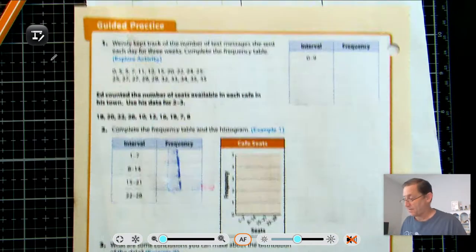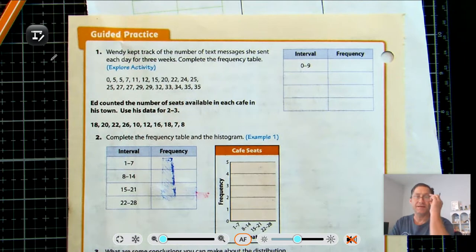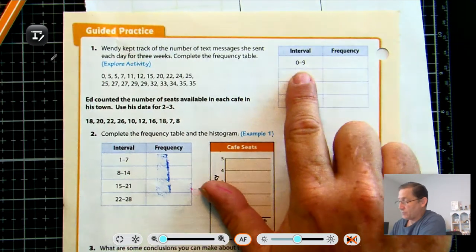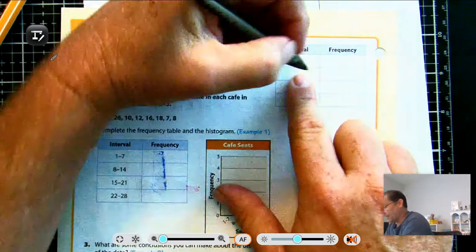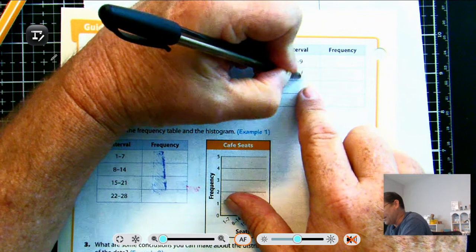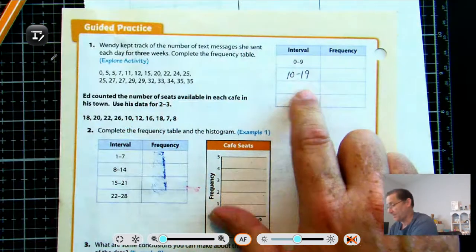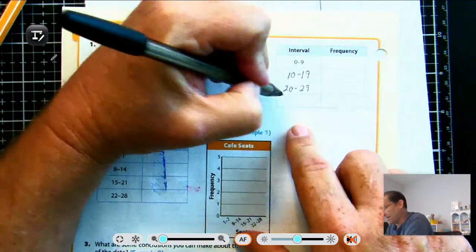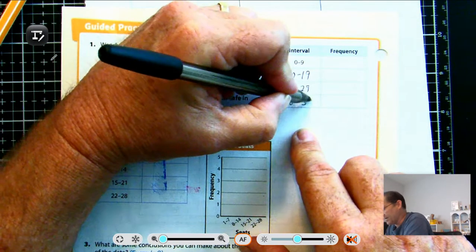Number 4. All right, Wendy kept track of the number of text messages she sent each day for 3 weeks. Complete the frequency table. So we have an interval of 0 to 9. So the next interval would be 10 to 19, 20 to 29, and 30 to 39.